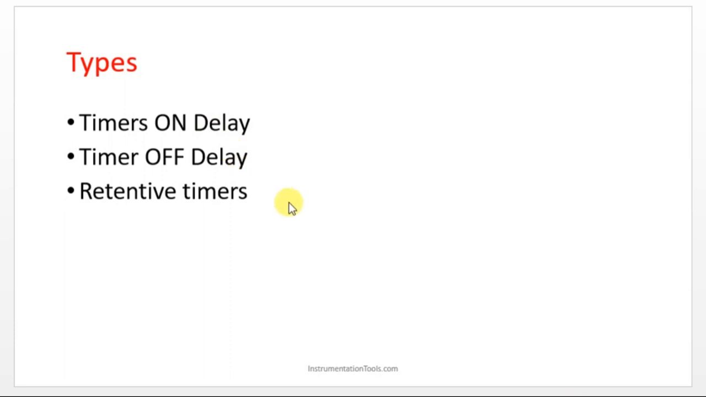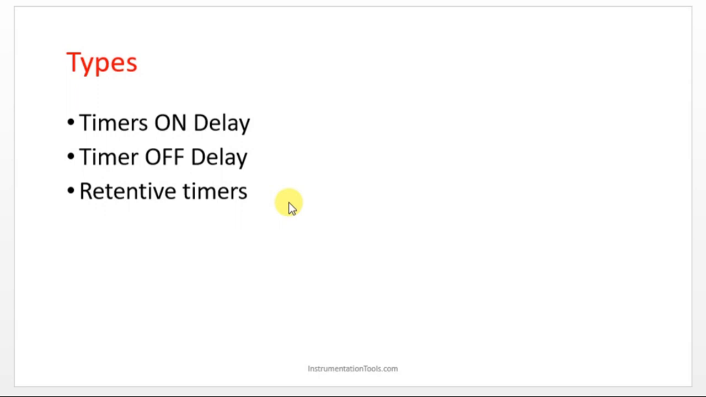The types of timers here are the on delay timer, off delay timer, and retentive timer. So what is an on delay timer? The name itself implies that it creates a time delay to turn on a process. For example, you're turning on a switch for the motor, but you don't want your motor to turn on immediately, but after 30 or 40 seconds. In this case, you can make use of the on delay timer.